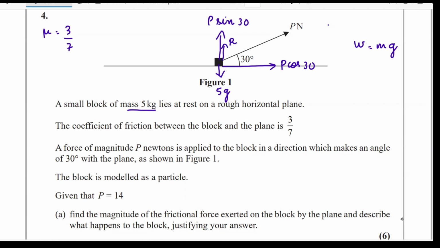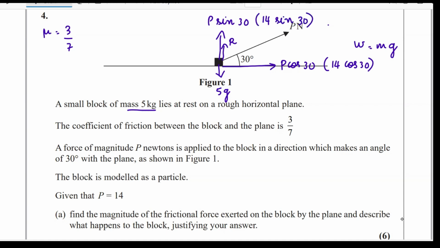Now, the block is modeled as a particle, given that P is equal to 14. So the force P is given as 14 Newton. P cos 30, instead of P, I can replace with the value for P, that is 14, so this will become 14 cos 30. And here P sin 30 will become 14 sin 30.